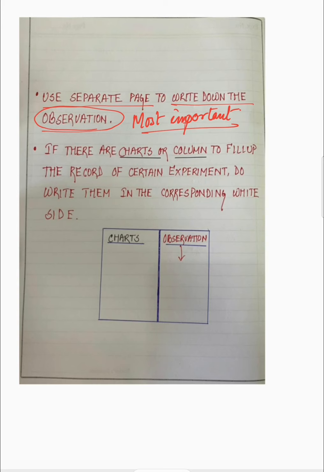If there are charts or columns to fill up the record of a certain experiment, do write them in the corresponding white side. So if you are writing the observation here, and it has any chart or any recordings to write, just write on the opposite white side of that certain paper. Again, I am repeating, if you are writing observation here, write the charts, the recordings, whatever you have, on the opposite side.